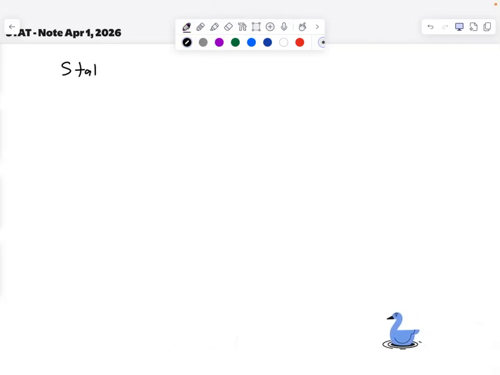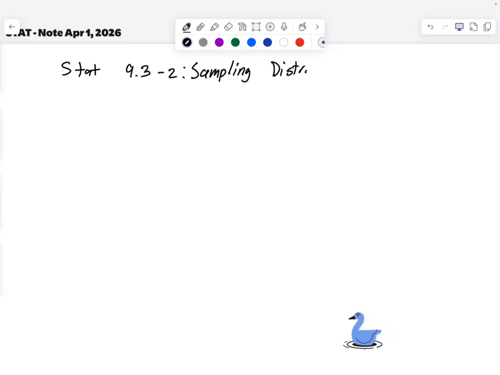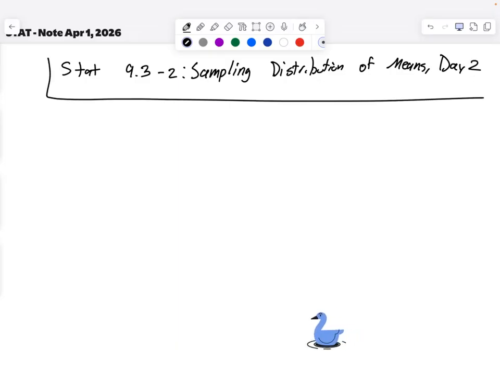Stat 9.3-2, not 0.2. Sampling distribution of means, day 2. Okay. Because sometimes the numbers don't match the 0.2 and 0.3 and stuff like that. I don't know.